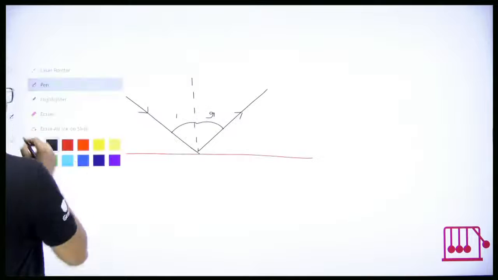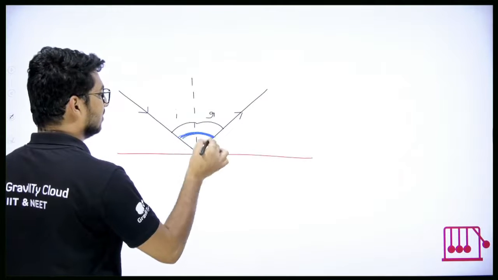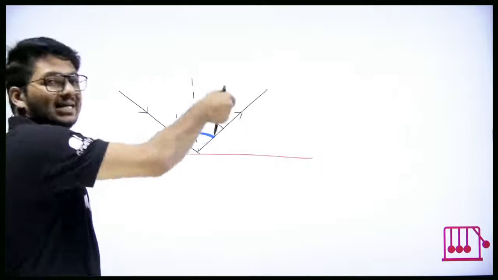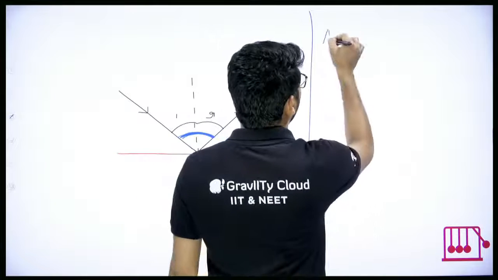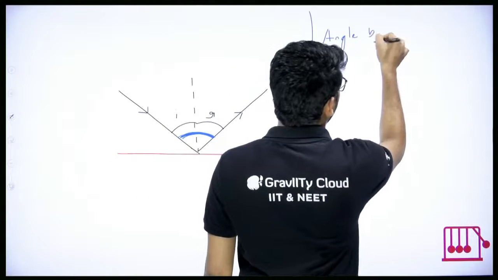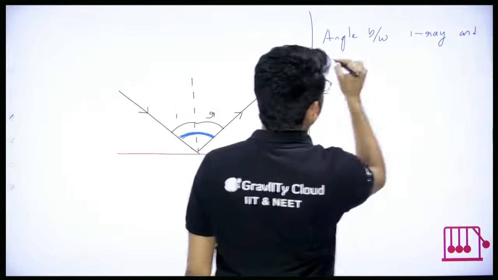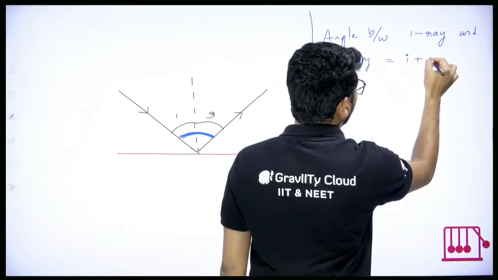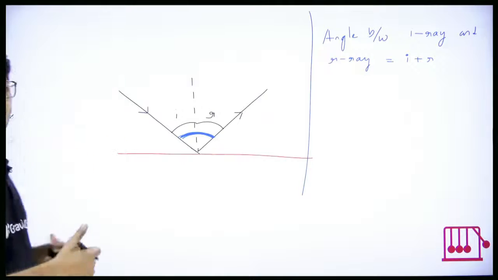And what does that mean? That means we need this angle. And how much is that angle going to be? It is going to be I plus R. So the angle between the incident ray and the reflected ray is going to be equal to the angle of incidence plus the angle of reflection, I plus R.